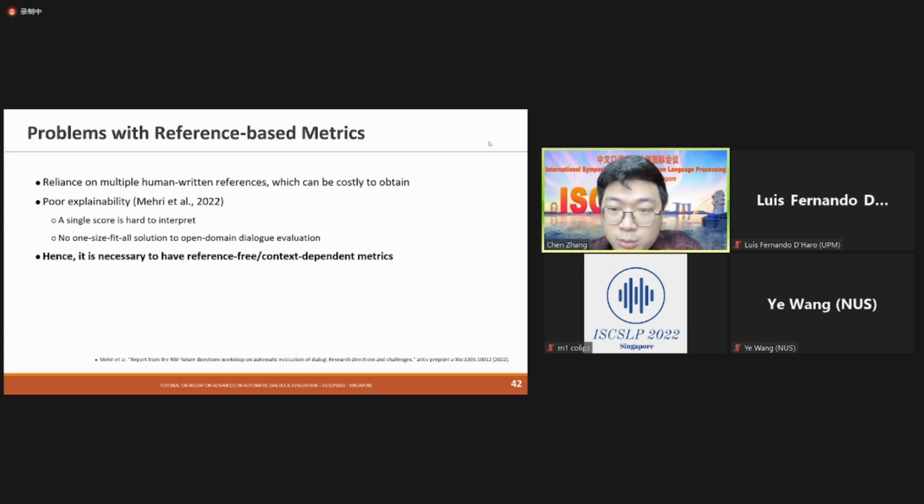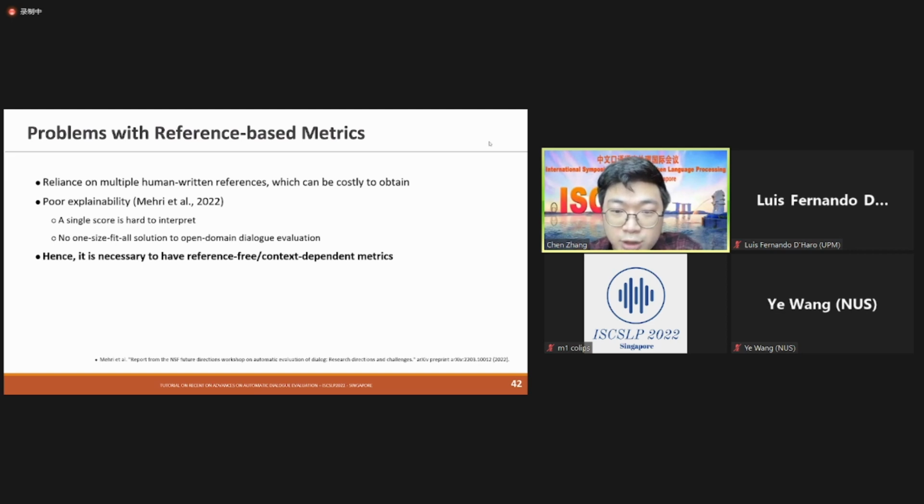A second problem with the previously mentioned metrics is that they generally compute a similarity score, for example, between the reference and the hypothesis. This single score is hard to interpret. It only captures partially the quality of the response, for example, the adequacy, or whether the response is fluent. But there are many different dimensions with respect to the quality of the dialogue.